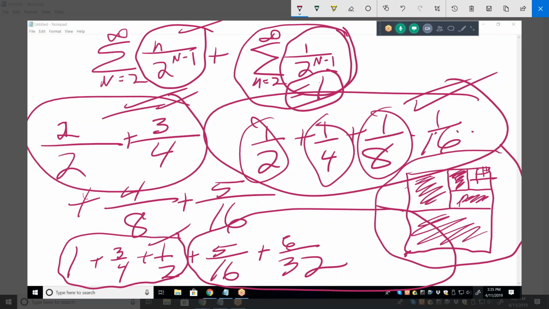Are you allowed to use a calculator here? Are you allowed to use your calculator? I think that's the way you're going to have to. That's the only way we're going to be able to do it, is with a calculator.